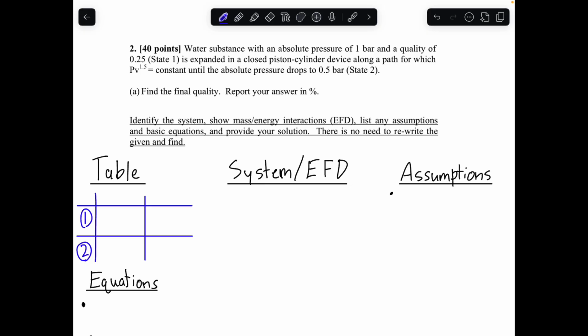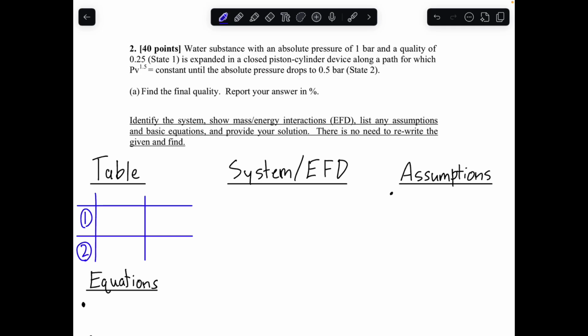is to make this little table here where I just list all of the properties that were given in the problem statement. And it might not be the most relevant thing for this problem, but it's a really good habit to get into because it'll be really useful for us when we get to more complex problems with things like cycles in the future, where we have a ton of variables that we need to keep track of.